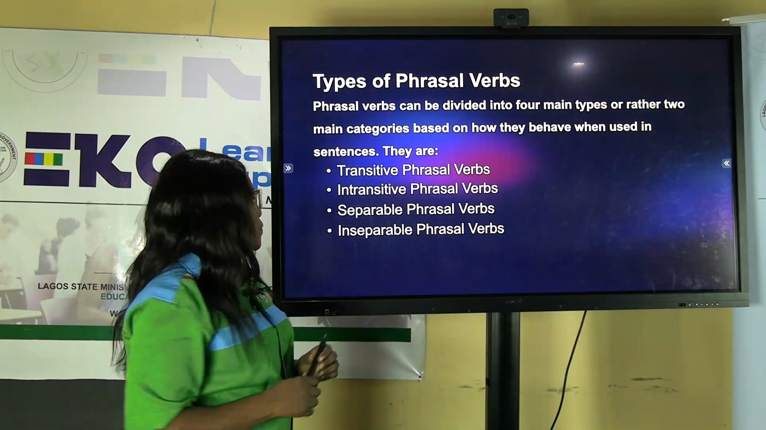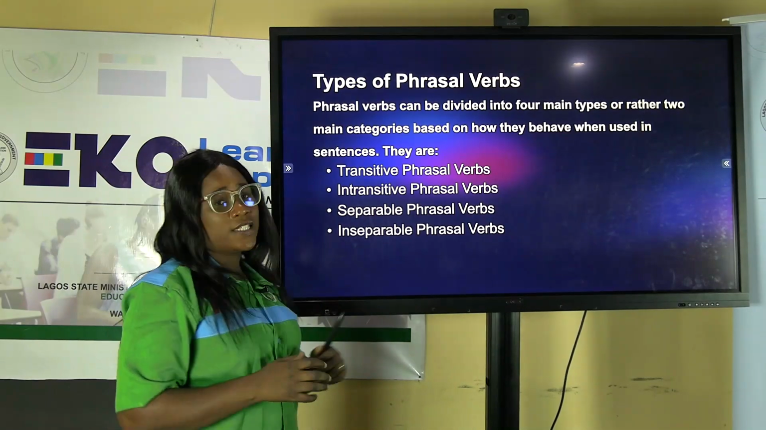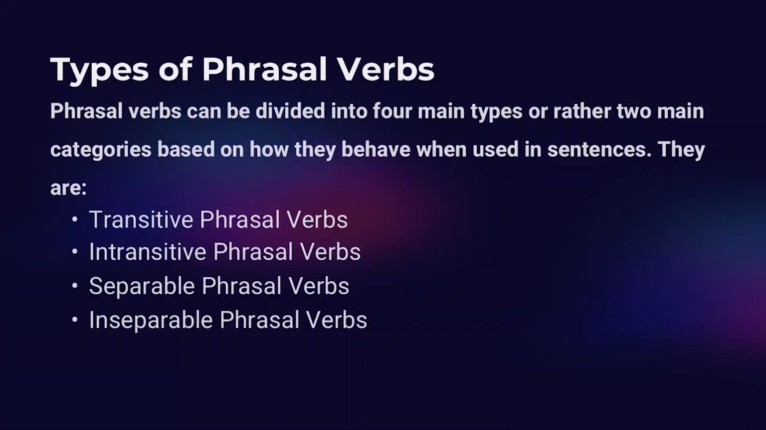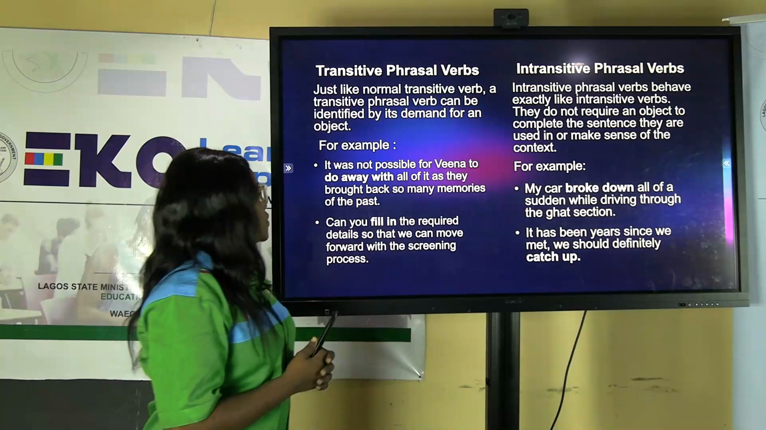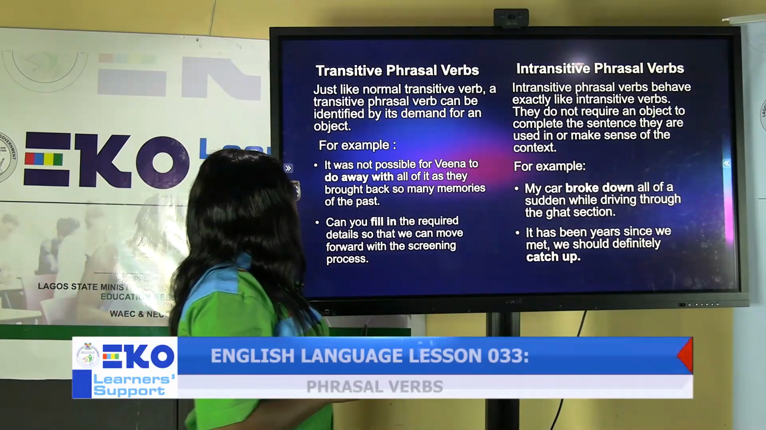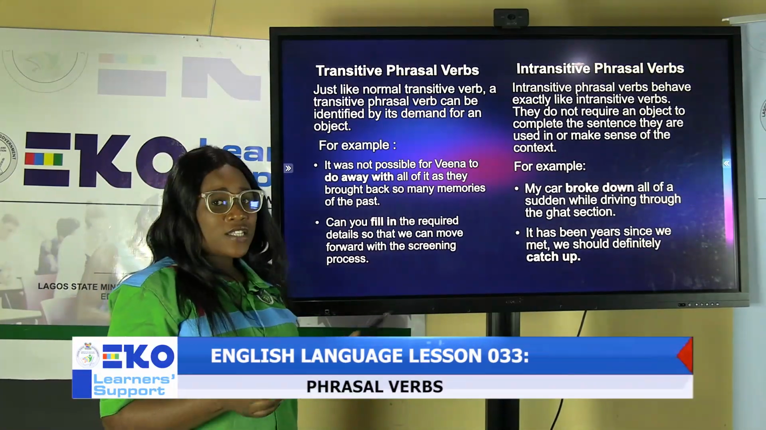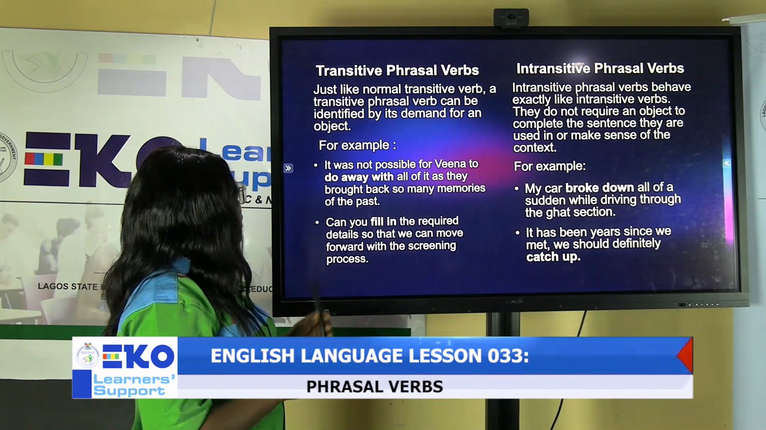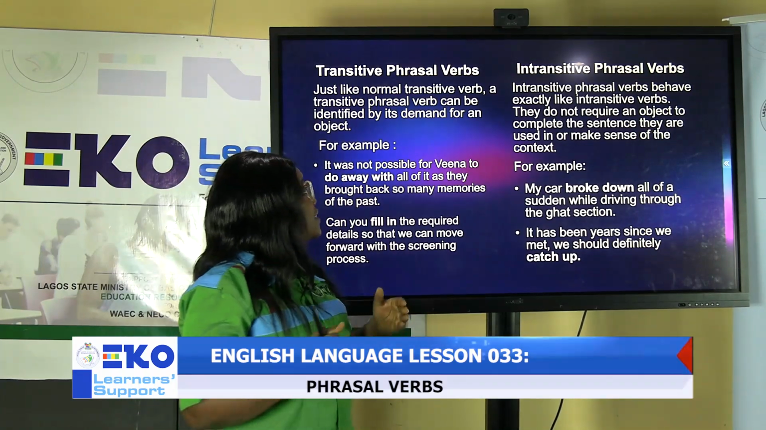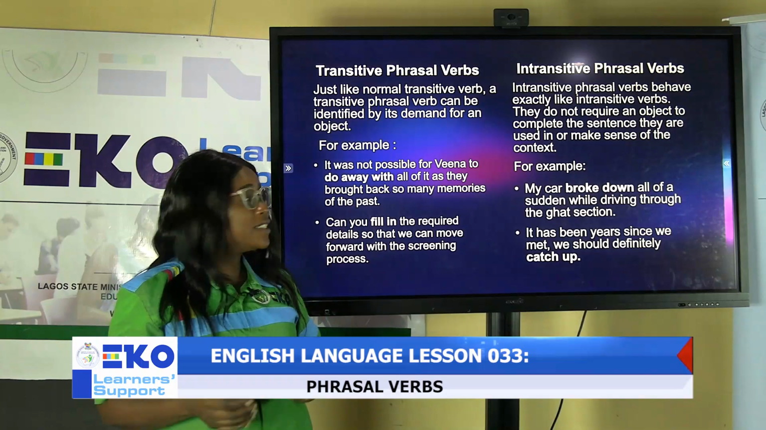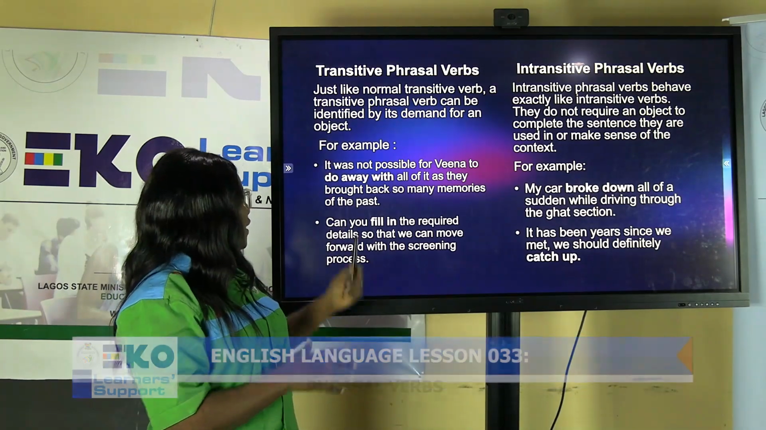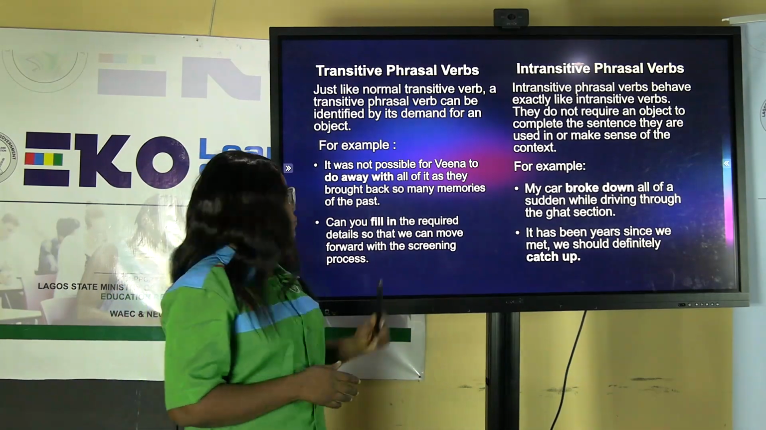Types of phrasal verbs. We will be looking at these four types: transitive phrasal verbs, intransitive phrasal verbs, separable phrasal verbs, and inseparable phrasal verbs. What are transitive phrasal verbs? Just like the normal transitive verb, a transitive phrasal verb can be identified by its demand for an object. Let's look at the examples here.